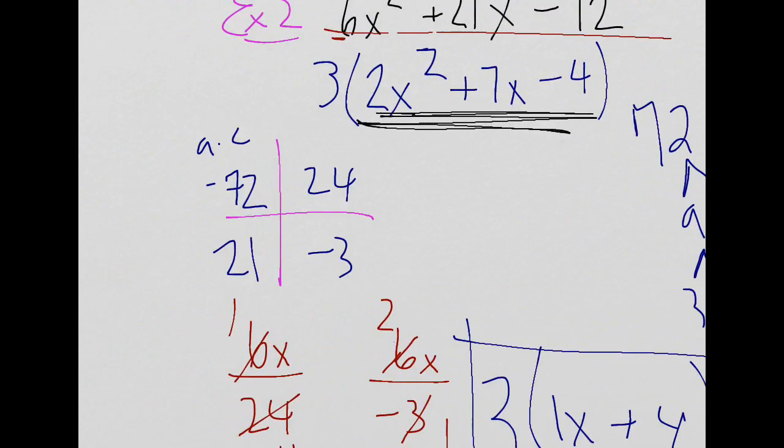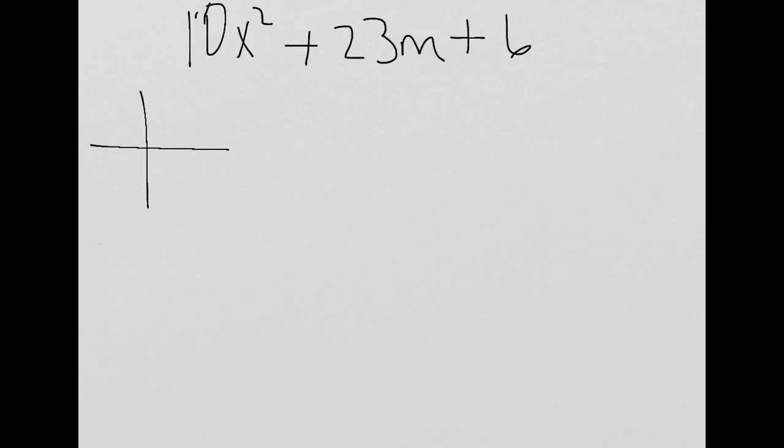So the main thing is you need to know how to add, subtract, multiply positive and negative numbers. So we still got to make the chart. A times C is going to give me 60. And then B is 23. Then I need two numbers that multiply to give me 60 and add to give me 23. And if you can't figure it out, you can do a factor tree. But what two numbers could multiply to give me 60 and add to give me 23? 20 and 3.